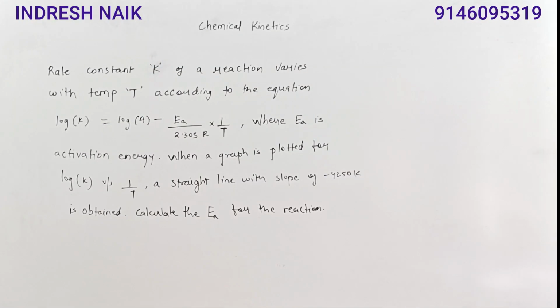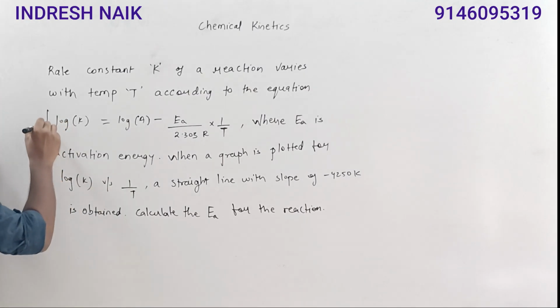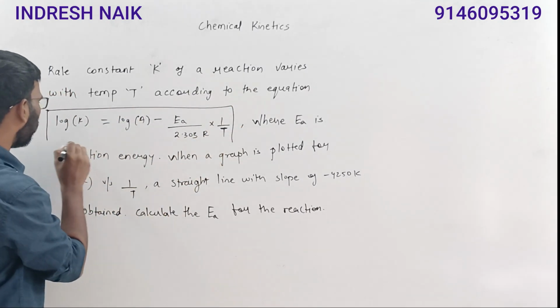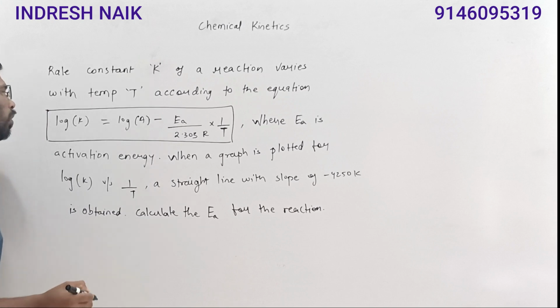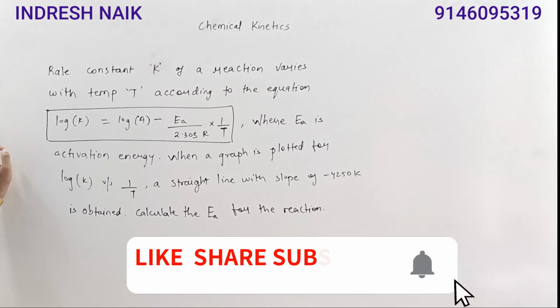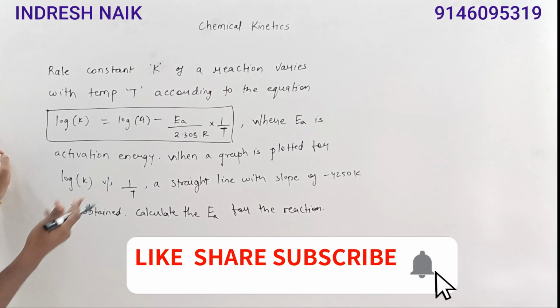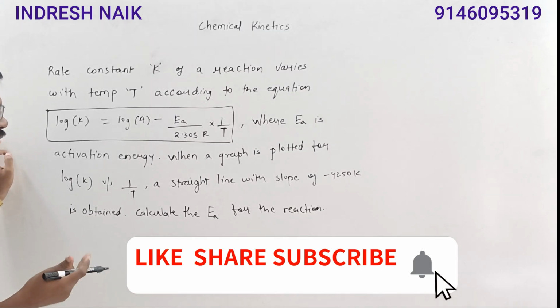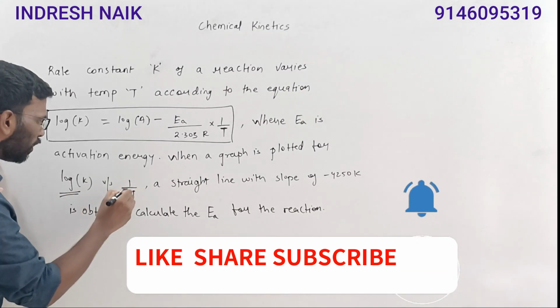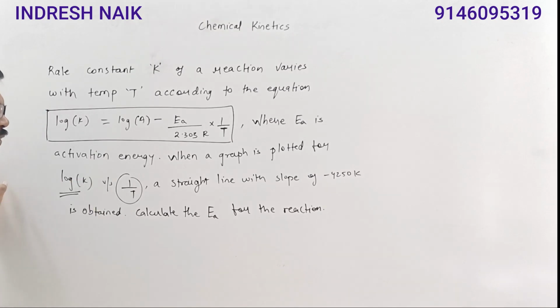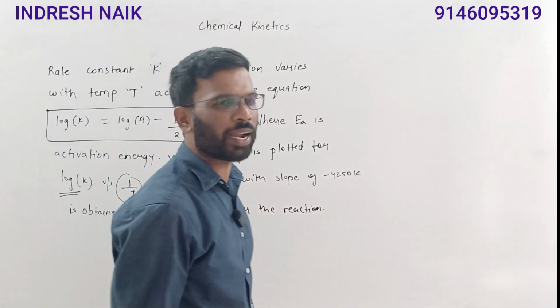Okay, here is a question, nice question. A rate constant K of a reaction varies with temperature T according to the equation. This is the equation: log of K is equal to log of A minus EA upon 2.303 R into 1 by T, where EA is the activation energy. When a graph is plotted of log of K versus 1 by T, a straight line with a slope of minus 4250 Kelvin is obtained. Calculate the activation energy. You can give a try to this question.